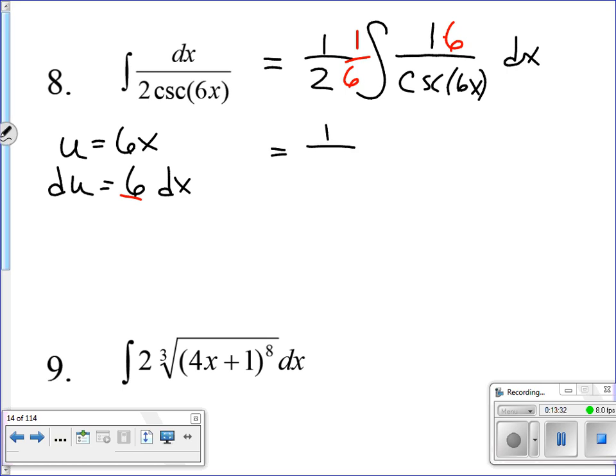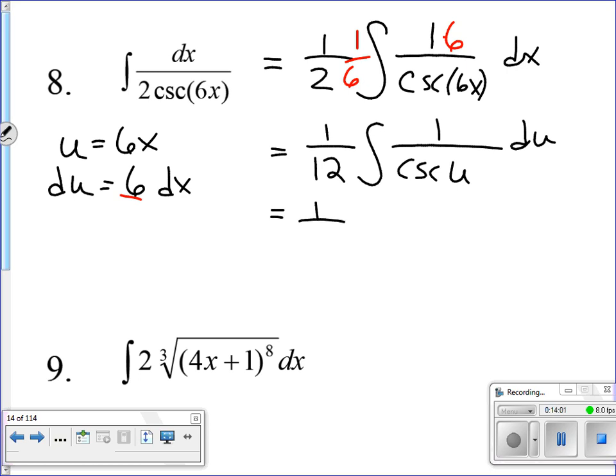So now when we rewrite it, we have 1/12 times the integral of 1 over cosecant u, and then that's 6 dx, that's just du, which I could put up top or I could put to the side. And then you're probably disappointed because you say, oh, I don't have a formula for this. But hopefully you realize that cosecant is the reciprocal of sine. And when you have reciprocals, 1 over one is equal to the other. So I can replace 1 over cosecant u with sine u. So I just had to apply a little trig identity.